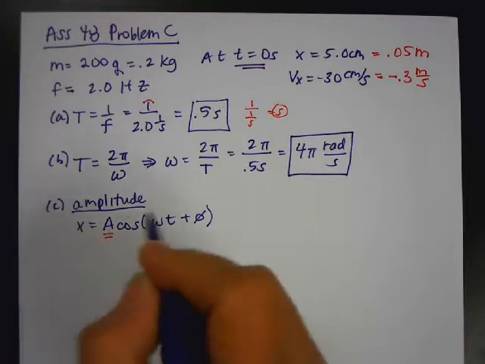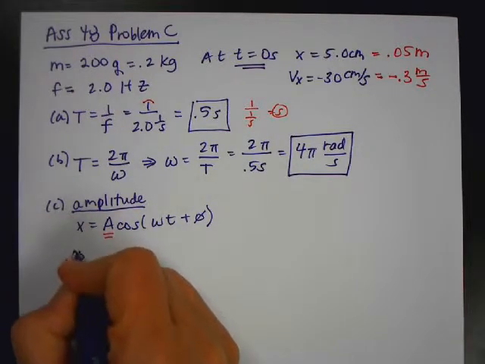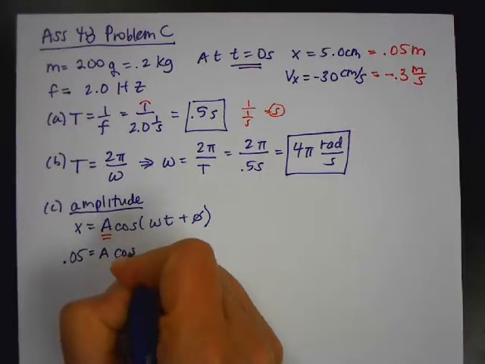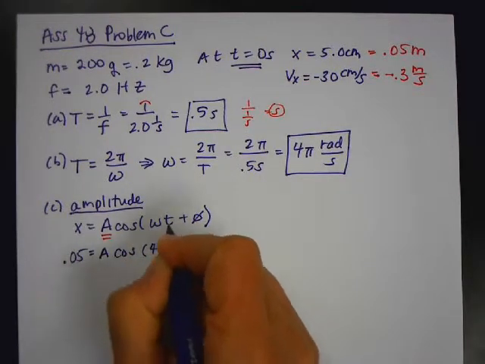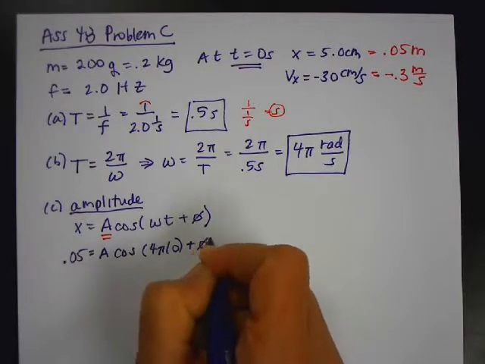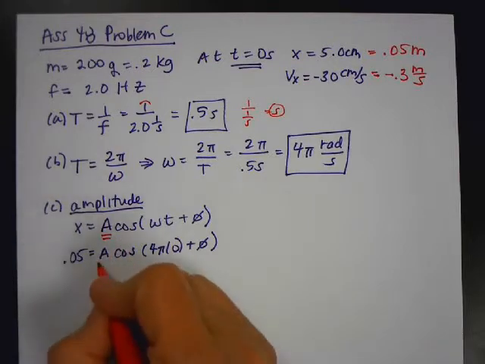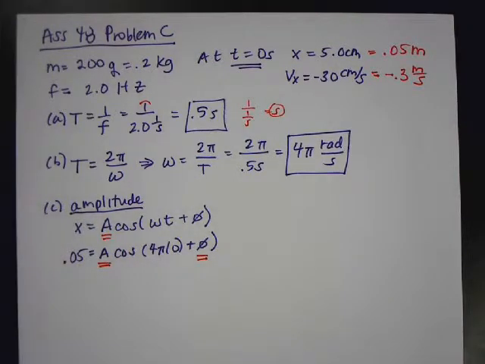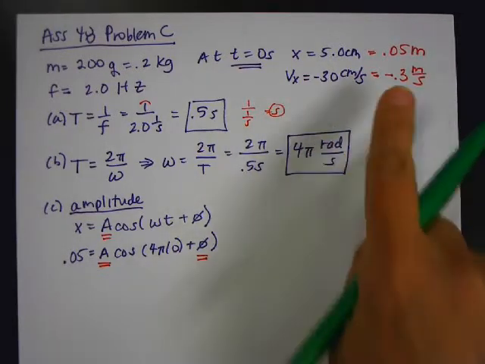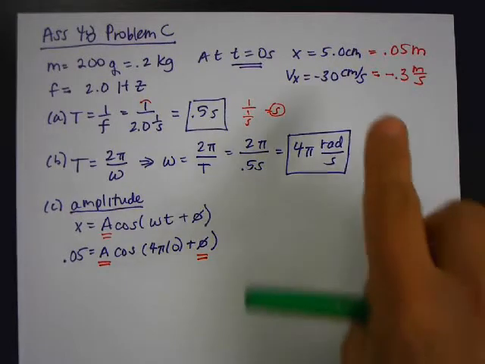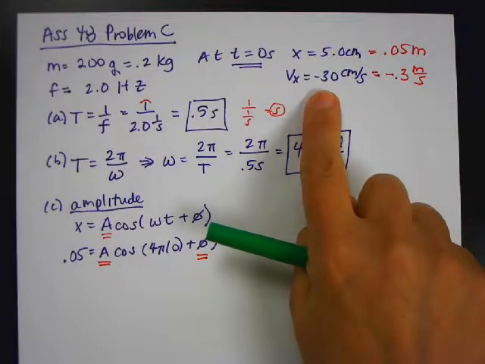So when I substitute in my values here, 0.05 equals A cosine of 4 pi, but remember t is 0, plus the phase constant. So my issue here is I have an equation, but I have 2 unknowns. I want to find the amplitude, but I don't know the phase constant. So what do I do? Well, I look back at my givens and ask, what else do I know? Well, I see that I have the velocity.